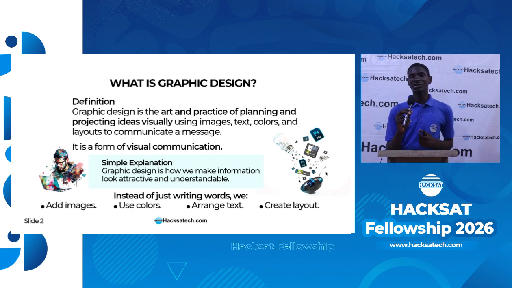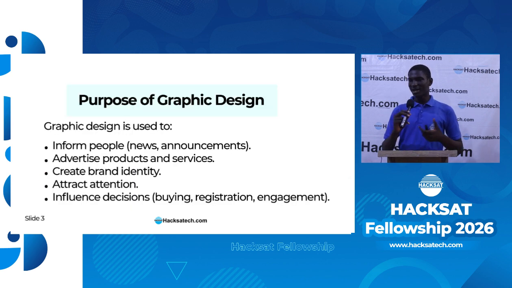The simple explanation of graphic design is how we make information look attractive and understandable. As a graphic designer, you are expected to make information understandable and also readable by each and every one of your clients. So instead of just writing words, we can add images which will make our design much more communicable, use colors, arrange text and also create layouts. So this is a simple explanation of graphic design.